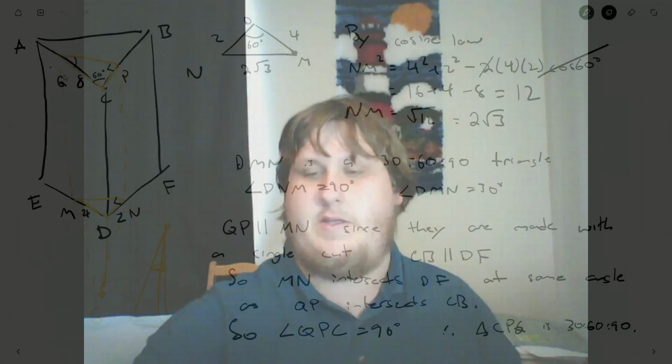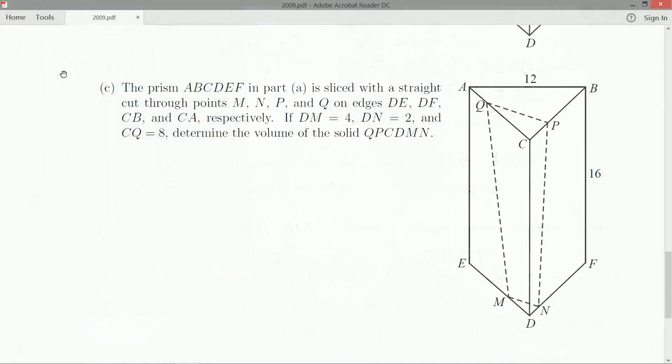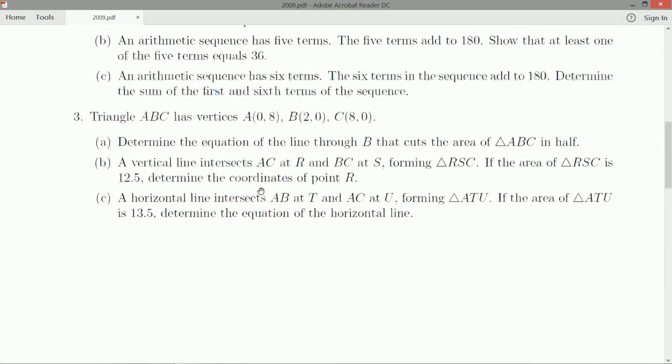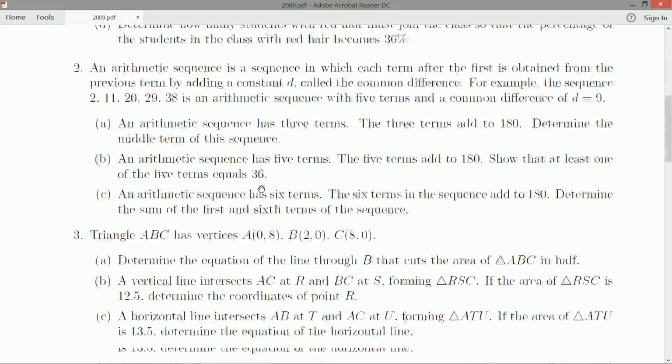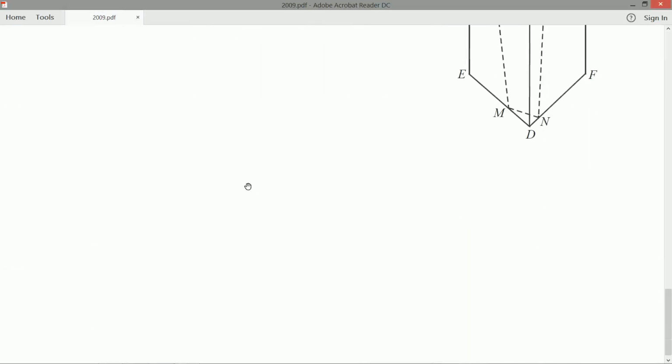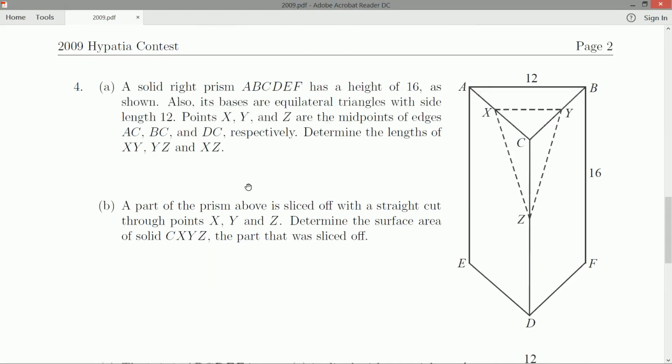I've liked the 2009 paper. I mean, I'm not the biggest fan of these spatial geometry questions, but we faced it together, you and I, and there we go. So we're all done, and the next Hypatia will be the 2010.